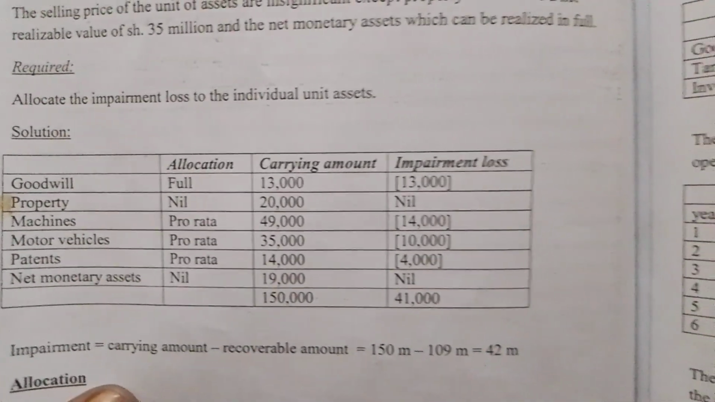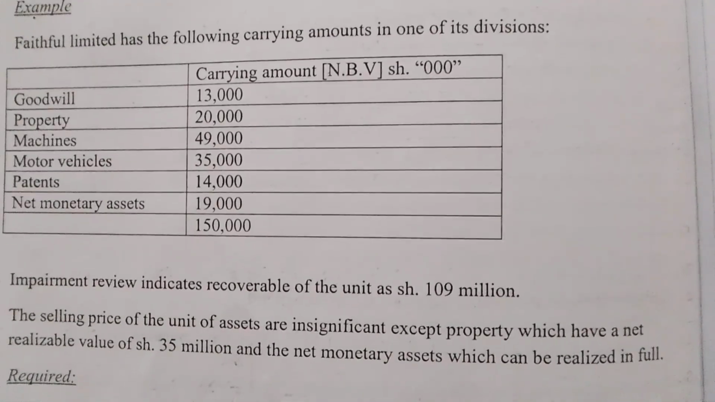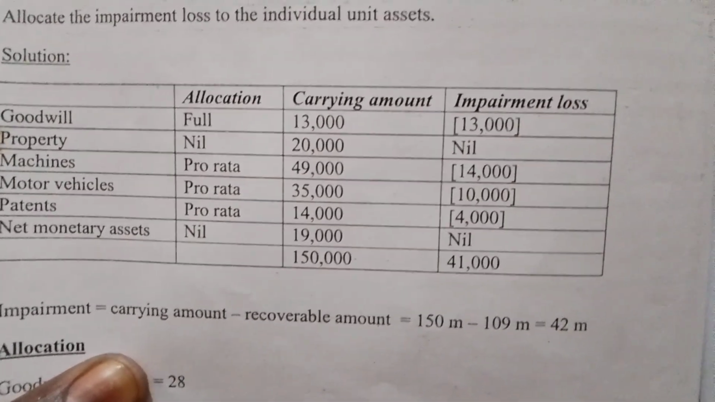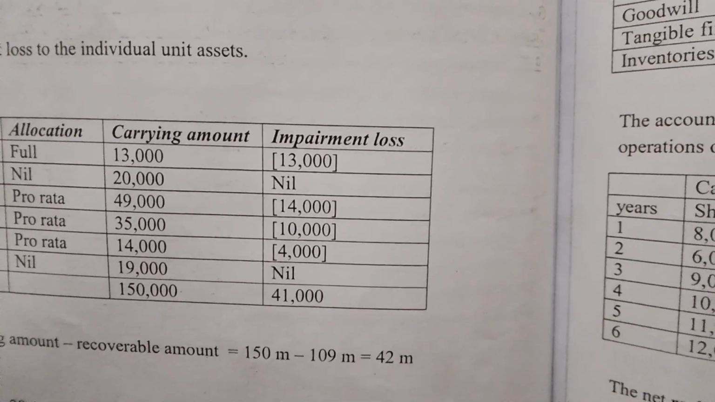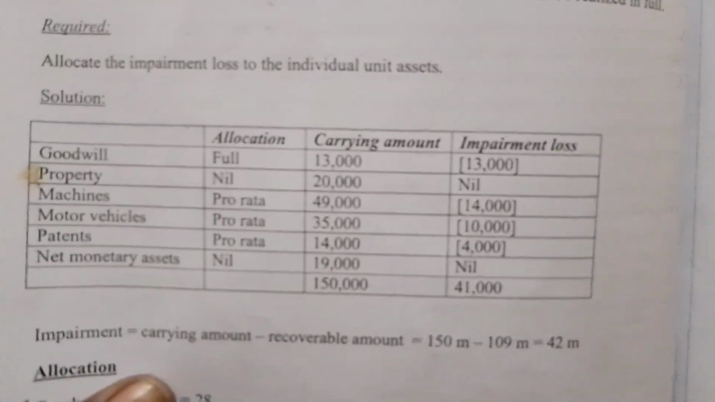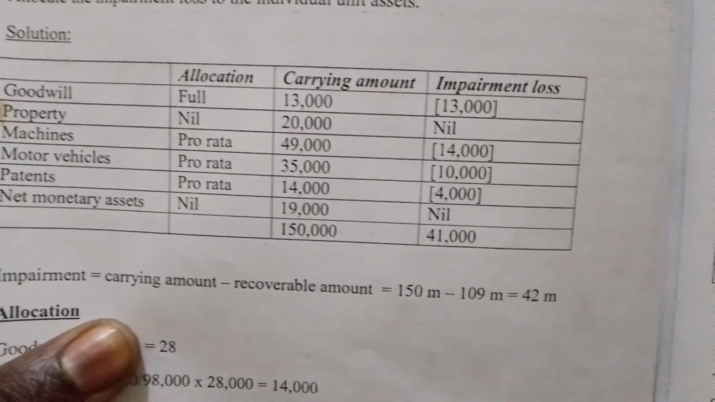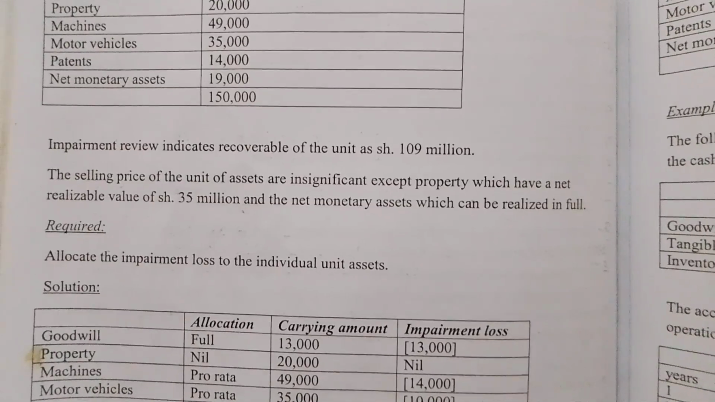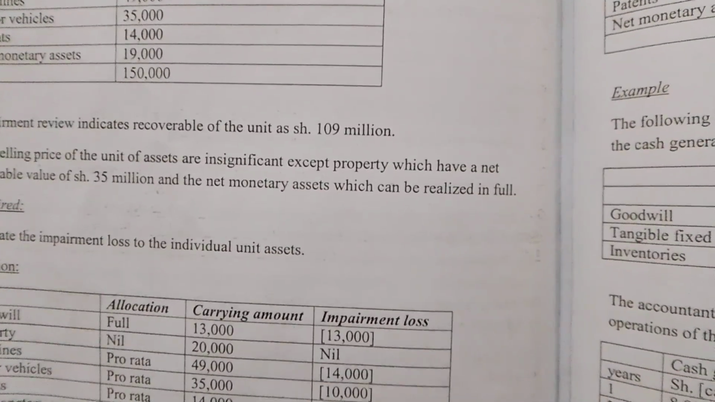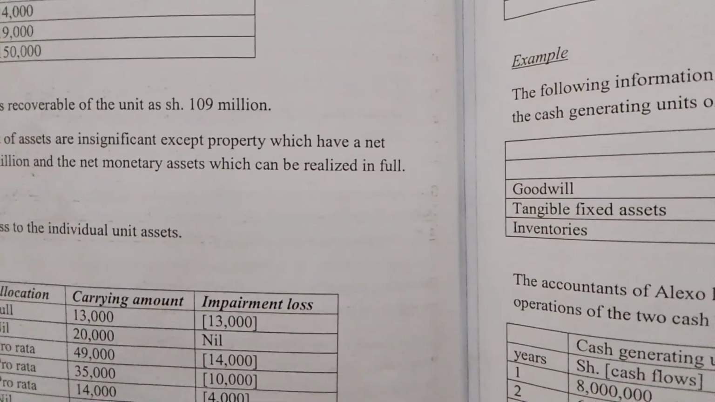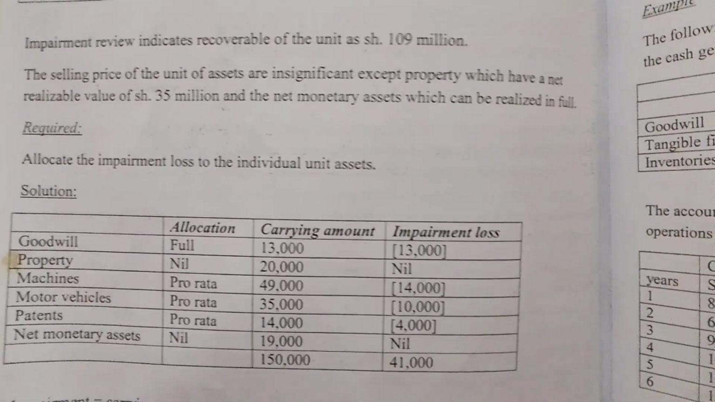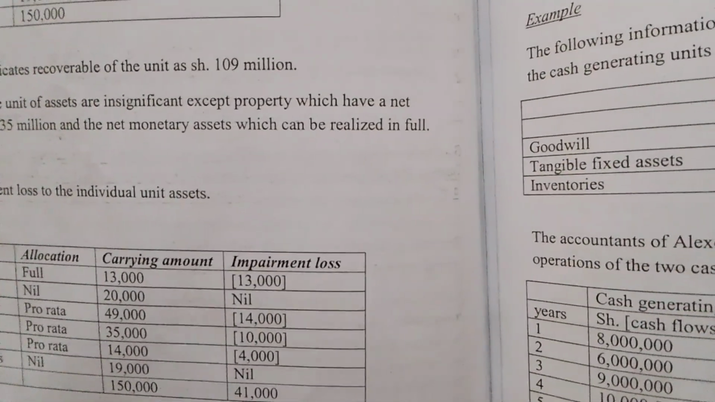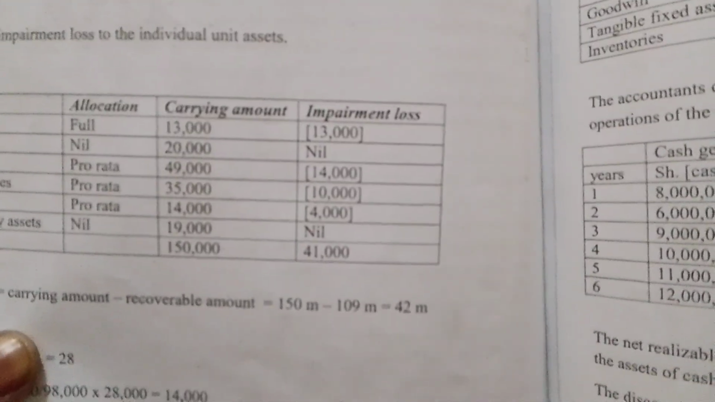Property, nil. The carrying amount is 20, as given there. Property, 20. But you allocate 0 and then there is no impairment loss. Now, net monetary assets, that point you have been told there: the selling price of the unit of assets are insignificant, except property, which has a net realizable value of shillings 5 million, and the net monetary assets which can be realized in full.